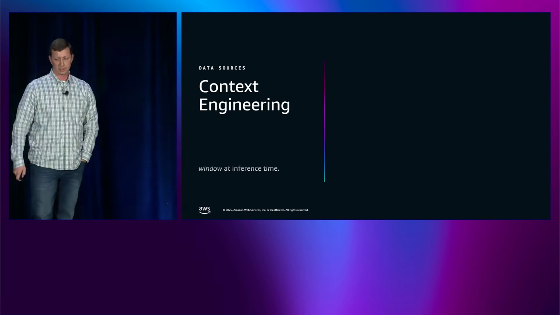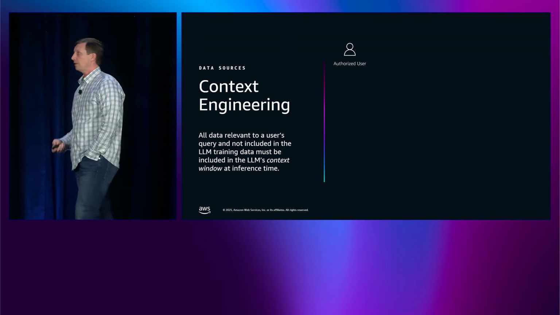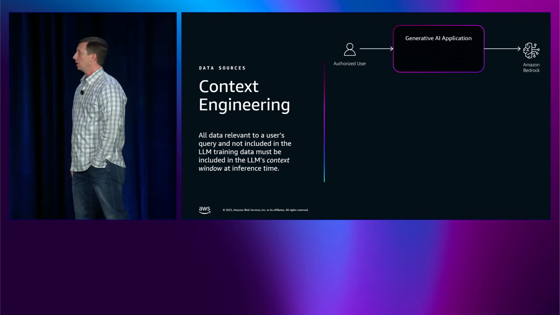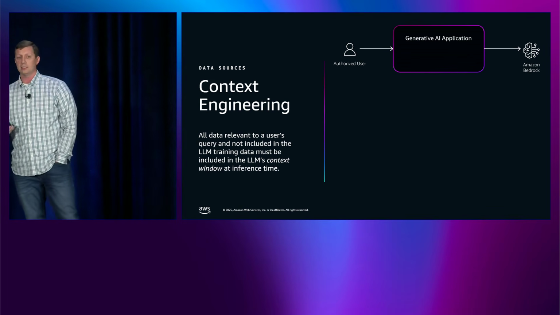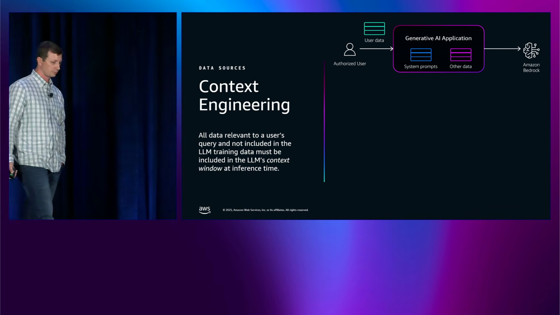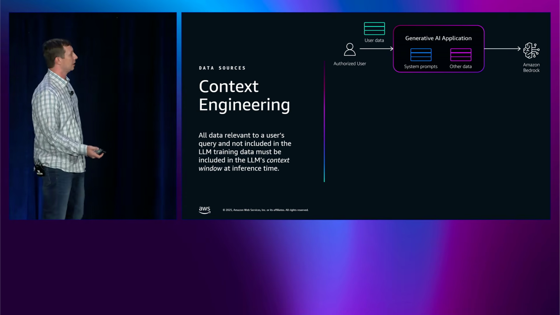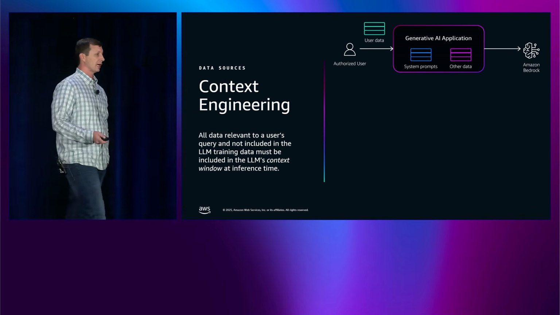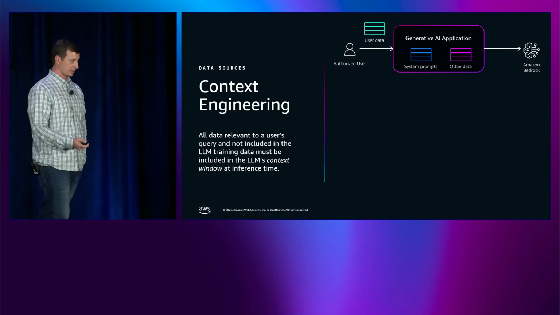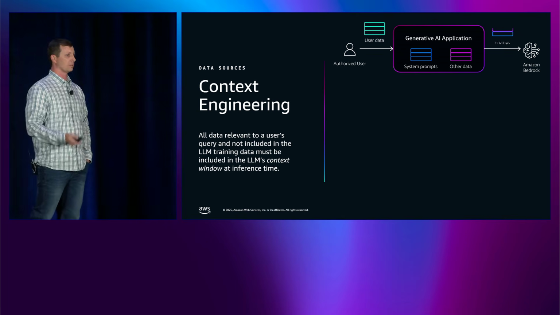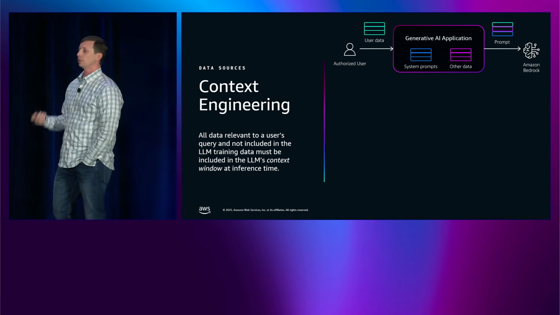So we're going to go through each one of these. Context engineering. So context engineering, when you have an authorized user interacting with some generative AI application or some agent, you can put additional context as part of that prompt. That can come from user data, that can come from system prompts, that can come from other data that exists in the application. But the overall goal is when the user asks a question, you can add additional context in order for the LLM to respond back the way that you want. And so all of that goes into the prompt.